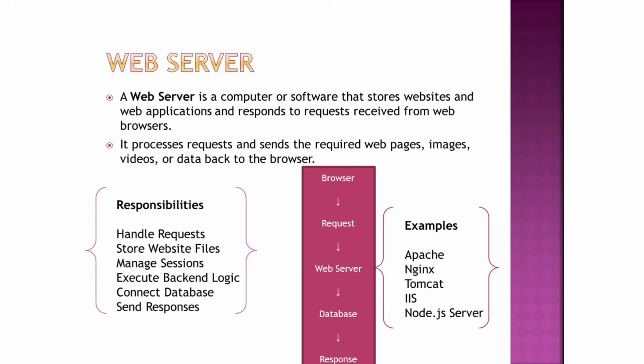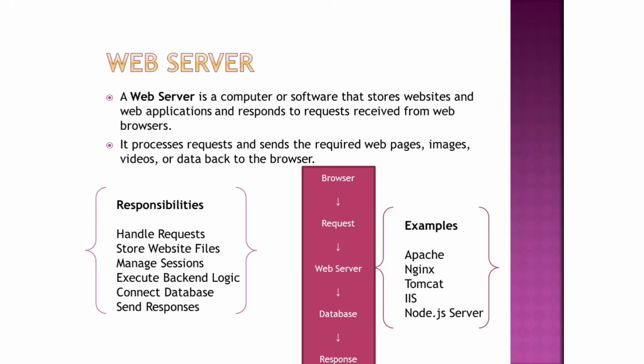Fifth one, connect to the database. The server communicates with the database whenever information is needed. For example, student details, marks, attendance, employee records, product information. The server retrieves the required data and prepares the response. Last one, send the response. Finally, after completing all the processing, the server sends the response back to the browser. The browser then displays the web pages to the user.